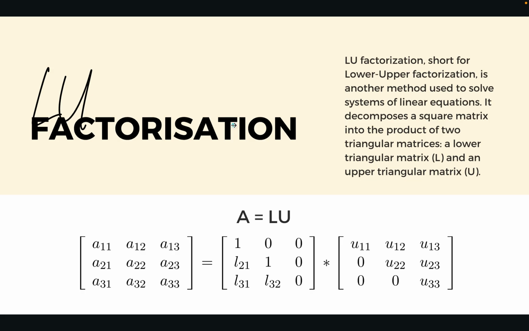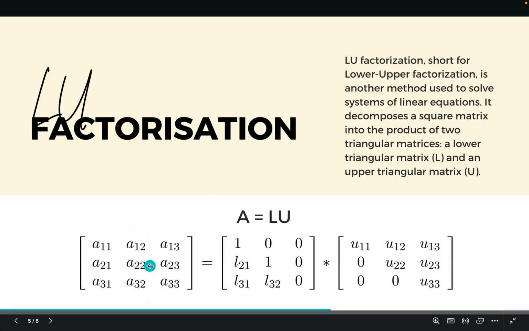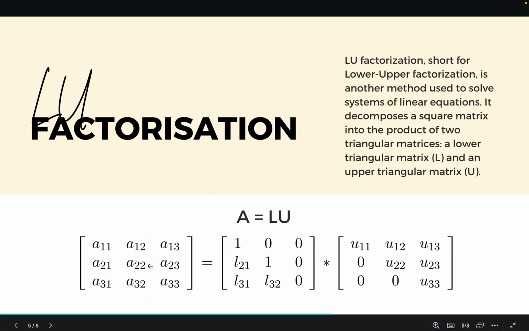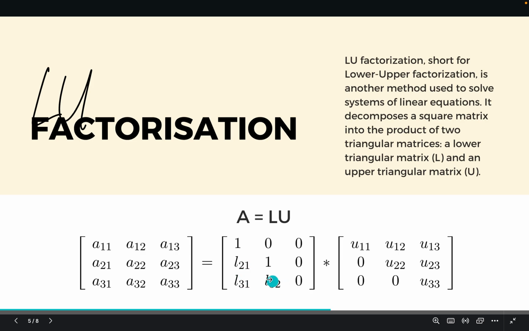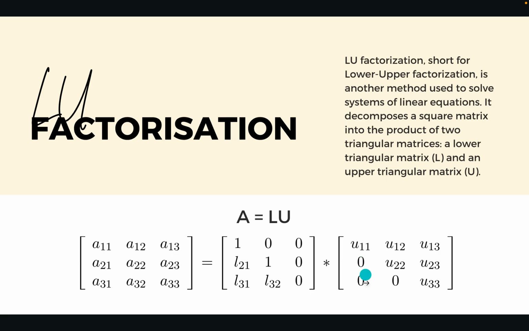The next method is LU factorization. It is short for lower-upper factorization, and it is another method to solve a system of linear equations. It decomposes the initial square matrix into a product of two triangular matrices: a lower triangular matrix of this kind, that's called the L, and an upper triangular matrix, which we saw earlier as well, of this kind.